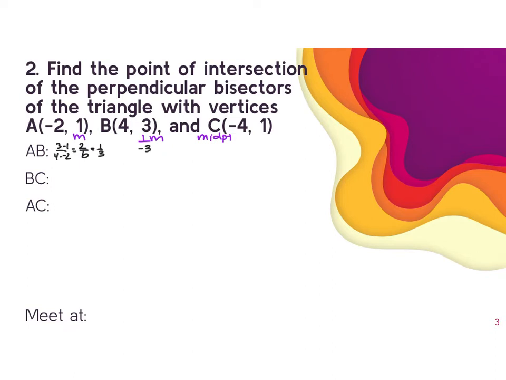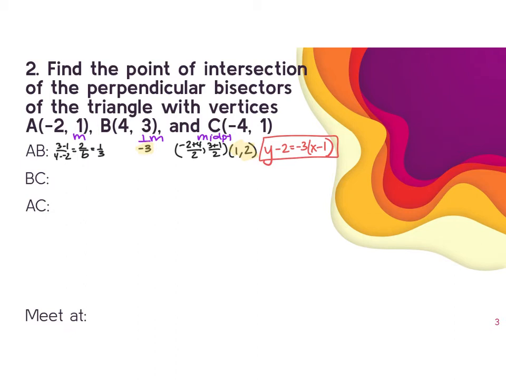The midpoint, we're going to add our x's, divide by 2, add our y's, divide by 2, and we get the point 1, 2. We're going to take our slope and our midpoint, and we're going to write our equation. Y minus y1, which is 2, equals m, negative 3, times x minus x1, which is 1. We're going to come back to this equation here in a little bit, potentially. Let's go on to our next.